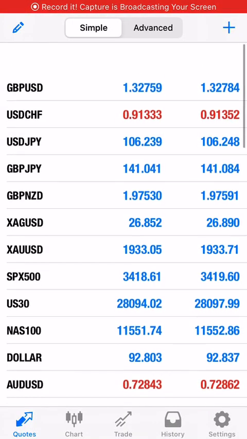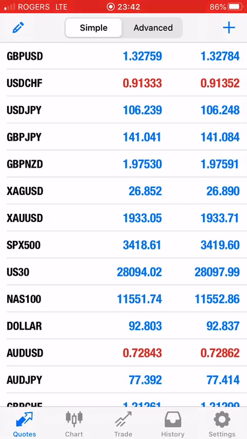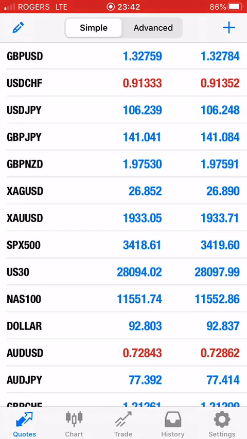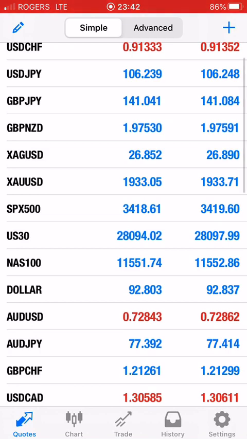Hello everybody, so this is my MT4 and this is what I trade on my iPhone. And yeah, so today in this video we're going to be sharing what kind of trading I am learning and look at the charts in indices.